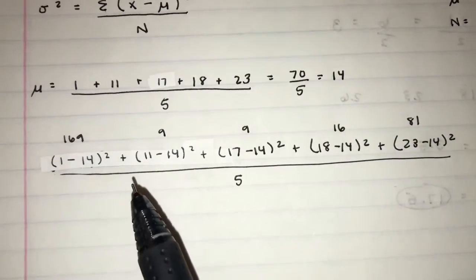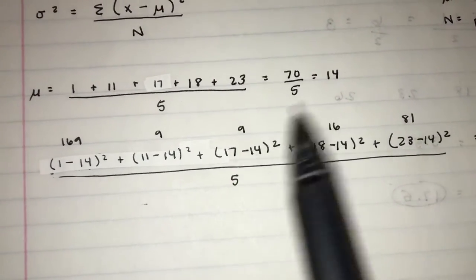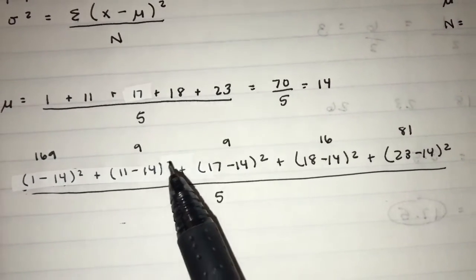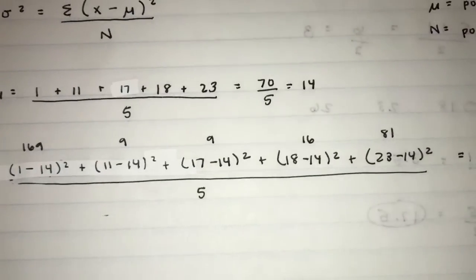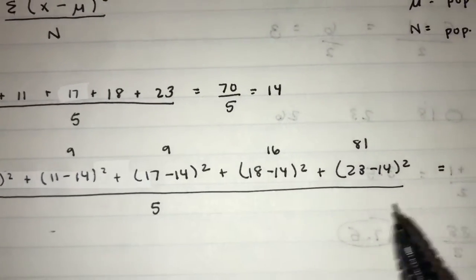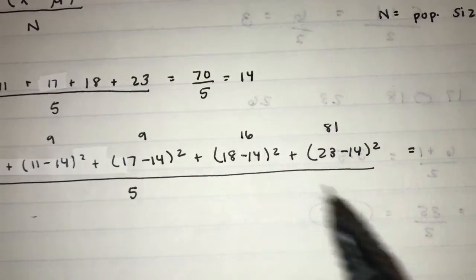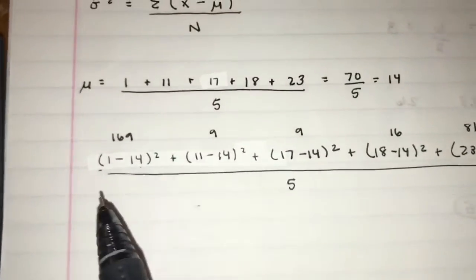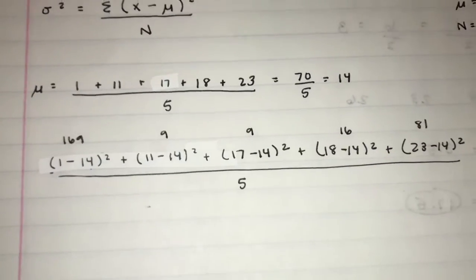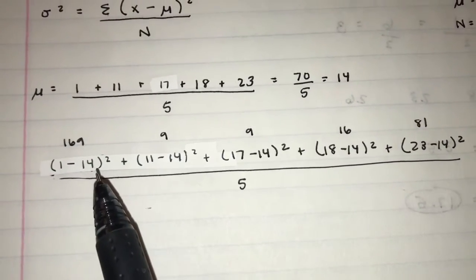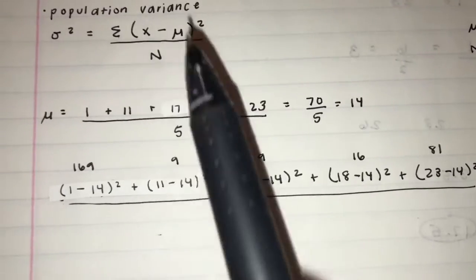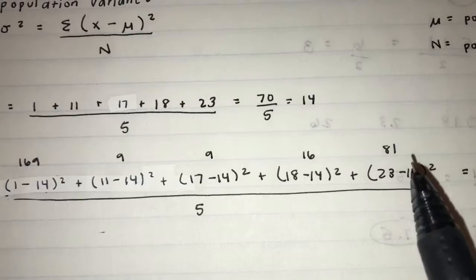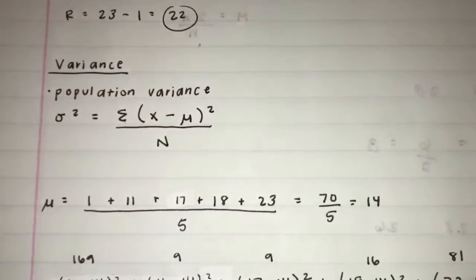So now, using a calculator, I just calculated each one of these. 1 minus 14 squared is 169, 11 minus 14 squared is 9, 17 minus 14 squared is 9, 18 minus 14 squared is 16, and 23 minus 14 squared is 81. Now we're going to add up each of these numbers to get the sum here. So 169 plus 9 plus 9 plus 16 plus 81 is 284.